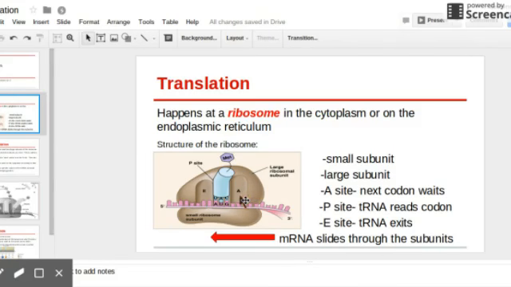The A site is like a waiting room. The next codon that travels through the ribosome waits there to be decoded. It moves on to the P site, where transfer RNA reads the codon, and then the transfer RNA moves on to the E site, where it eventually exits the ribosome without its amino acid.